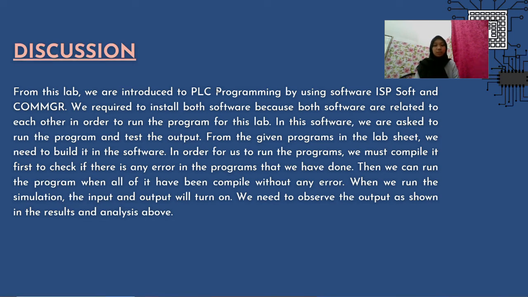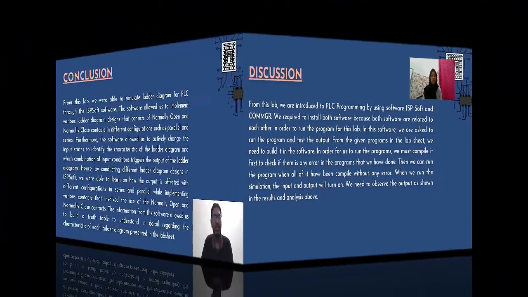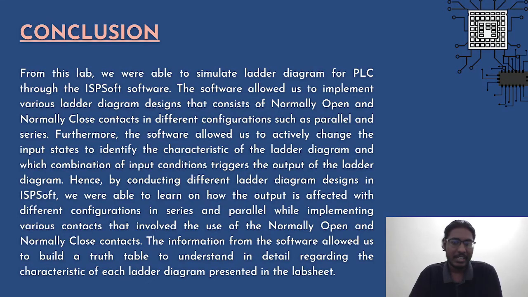When we run the simulation, the inputs and outputs will turn on, so we need to observe the output from the results. Now for the conclusion from this lab, we were able to simulate the ladder diagram for PLC through the ISP software. The software allowed us to implement various ladder diagram designs that consist of normally open and normally closed contacts in different configurations such as parallel and series. Furthermore, the software allowed us to actively change the input states to identify the characteristic of the ladder diagram and which combination of input conditions triggers the output of the ladder diagram.